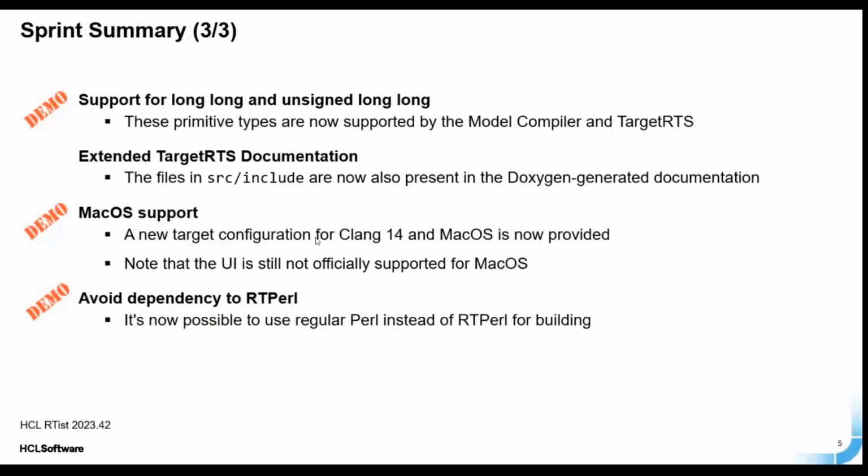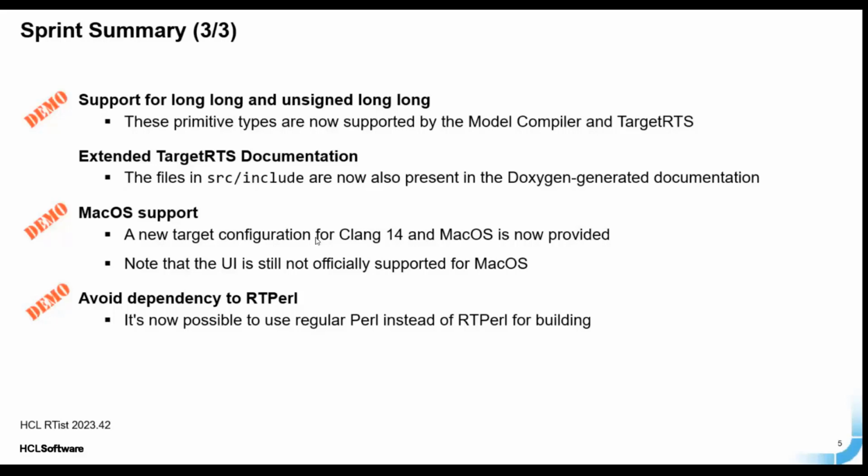And we have continued to work on our backend improvements. There were several things implemented. First is support for long and unsigned long types. Now these primitive types are supported in target RTS, and we've defined type descriptors for these types so they can be easily used in the model. We have extended our documentation for target RTS, and the classes defined under the SRC include folder are now also present in the generated documentation and available in the help.